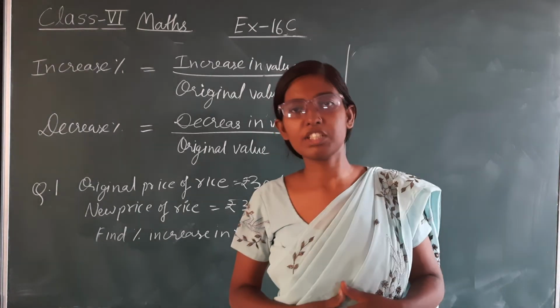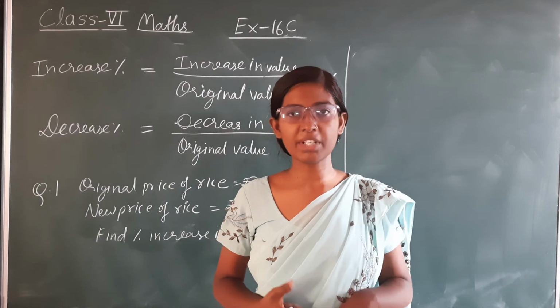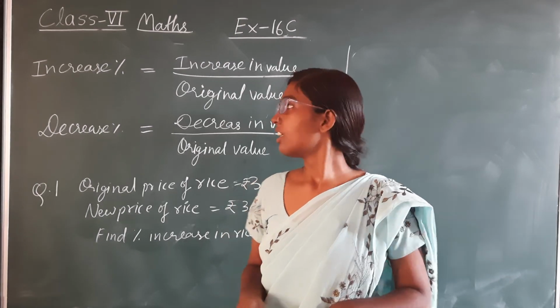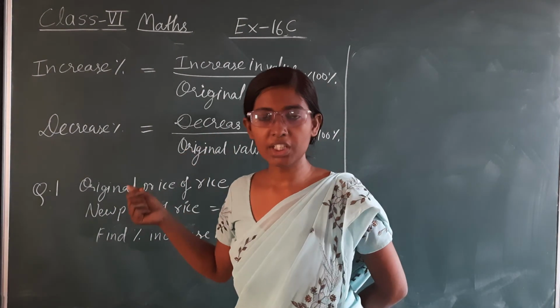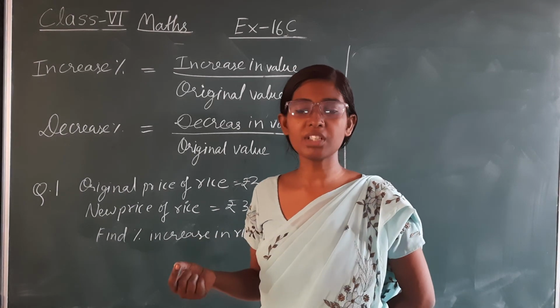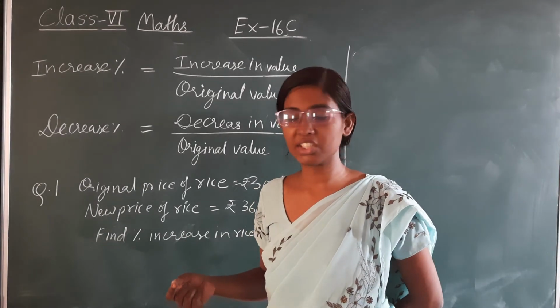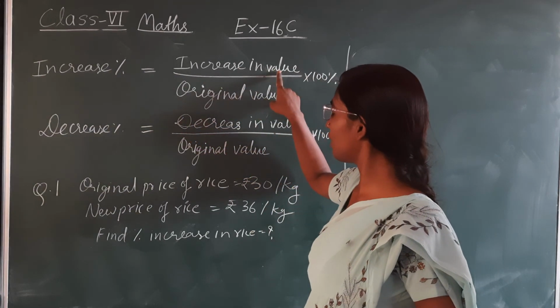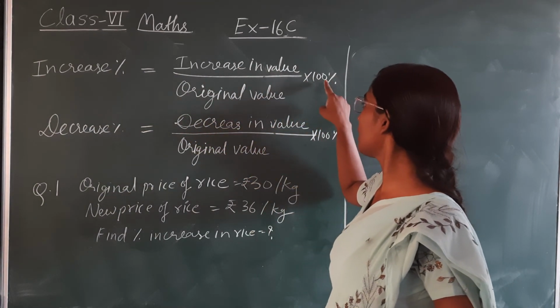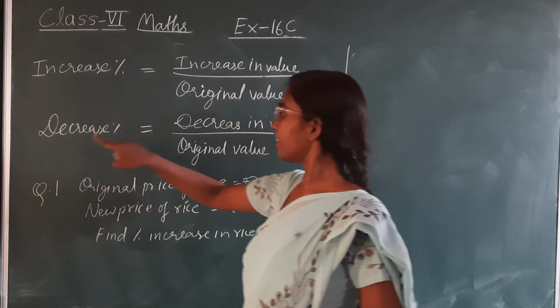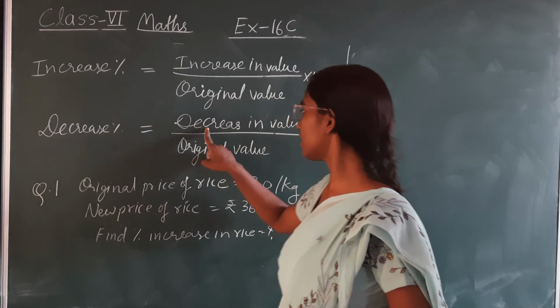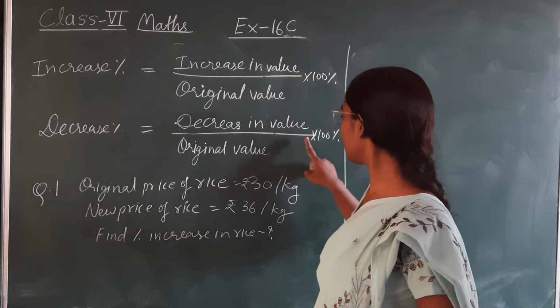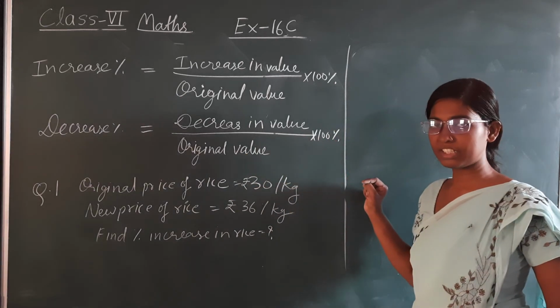Hello students, in this video we will see class 6 maths exercise 16C, and in this exercise we will come to know how to find the increase in percentage and decrease in percentage. So the formula of increased percentage is increase in value upon original value multiplied by 100 and percentage sign. The decreased percentage formula is decrease in value upon original value into 100 into percentage sign.